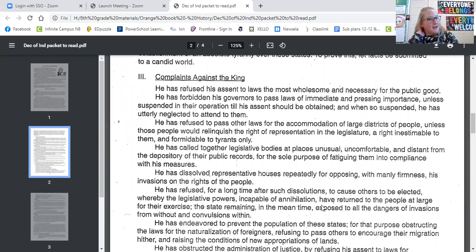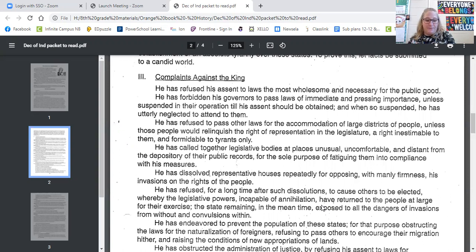Okay, obviously section 3 is about complaints against the king. They're wanting to show all of the things that the king has done over time that they've asked him to stop doing, that he just hasn't done. He continues over and over and over to abuse them with these different things. So we are going to highlight some of these words to make sure that we understand this. Sometimes it's going to be a word, sometimes it's going to be a phrase.